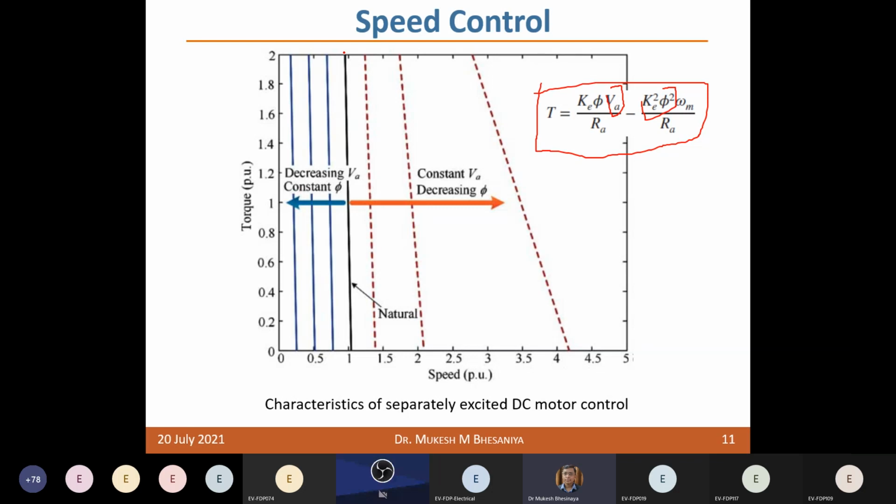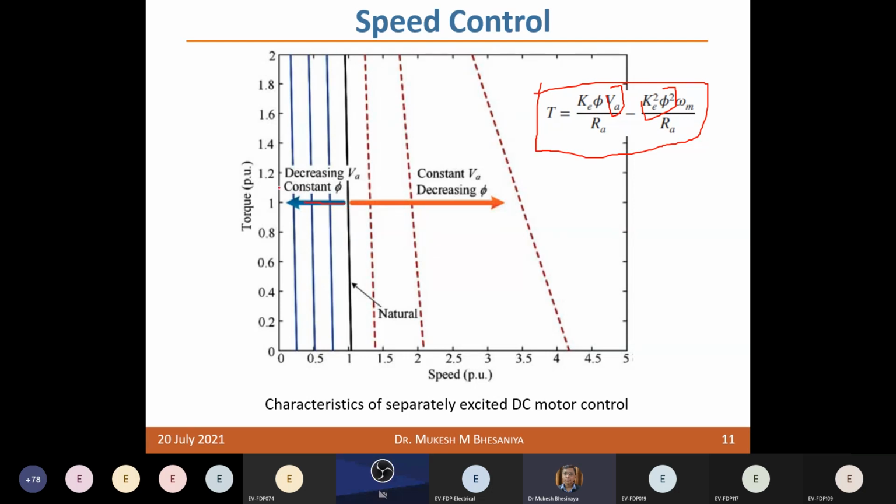Okay, so those who are familiar with those types of characteristics will find it by just turning it 90 degrees, right? So you say this is a natural characteristic or a base characteristic we have with a rated voltage. Now if you have to change this characteristic, you have a parallel line, right?